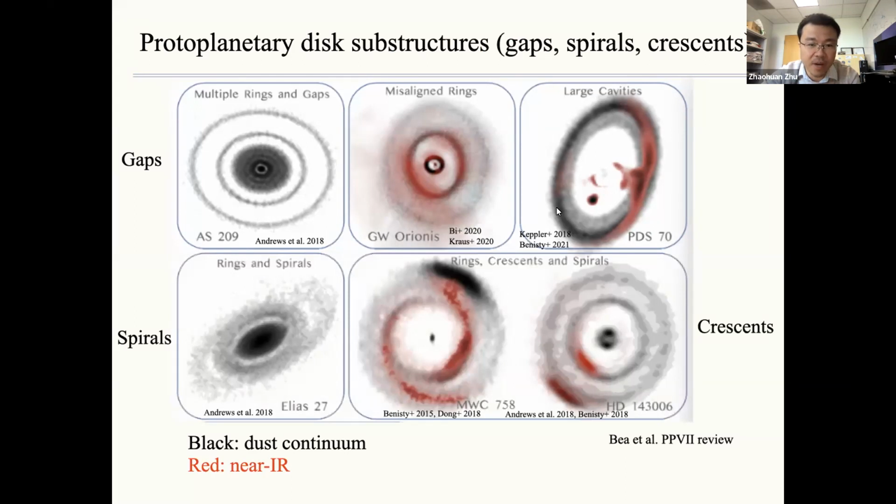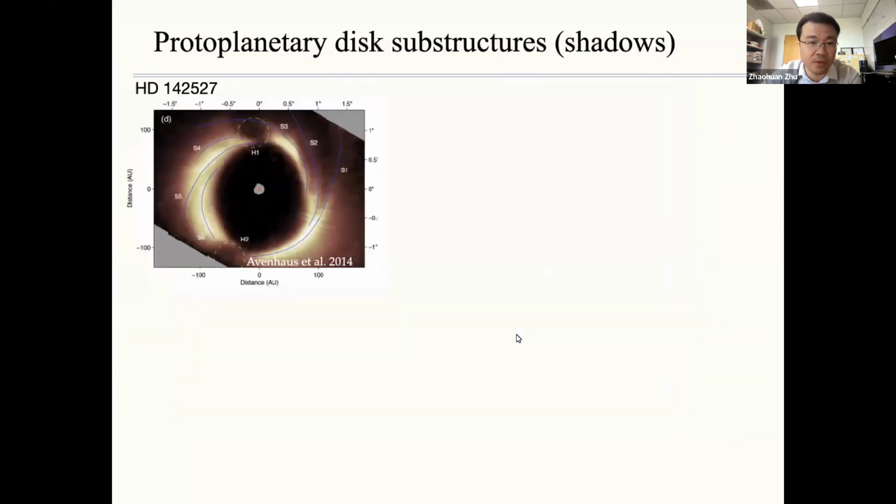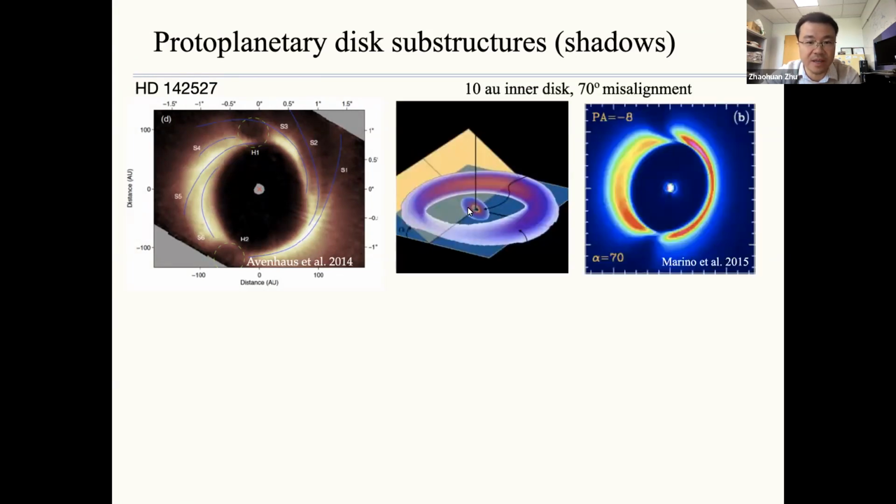We have also seen spirals and crescents. The spirals have been observed at both submillimeter and near infrared, while crescents have also been seen in submillimeter and near infrared. Besides these disk features, there's another disk feature which is more unique. It's uniquely seen in near infrared and optical observations. These are disk shadows. Besides these nice spirals in HD 142527, we have also seen these dark lanes at the cavity edge. And this is best explained by misaligned inner disks.